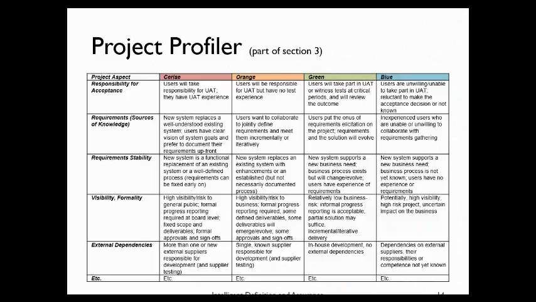Reading along the top on the first row, you've got: users will take responsibility for UAT and have UAT experience, so it sounds like the business understands how to manage the acceptance process. The orange column was: users will be responsible for UAT but have no test experience. So they are responsible, but they are not yet trained, if you like, not competent. The green column: users will take part in UAT or witness tests at critical periods and will review the outcome. Again, slightly less engaged. And the blue area: users are unwilling or unable to take part in UAT, reluctant to make the acceptance decision, or not known. It's just not clear how this is going to work. So the blue column is the don't know.